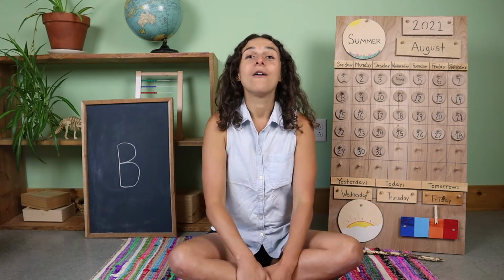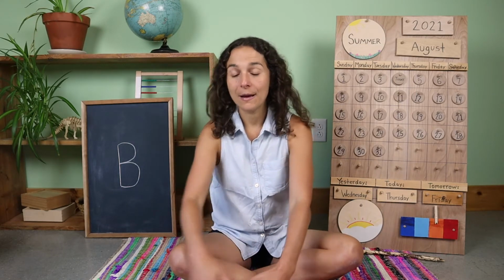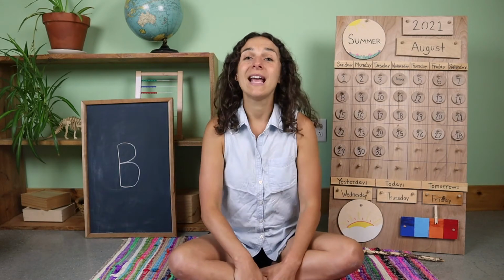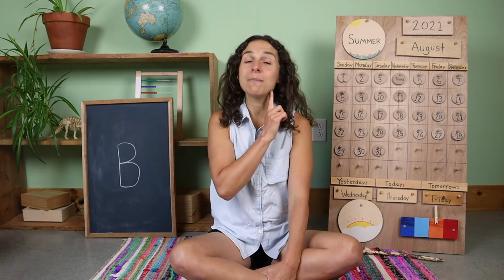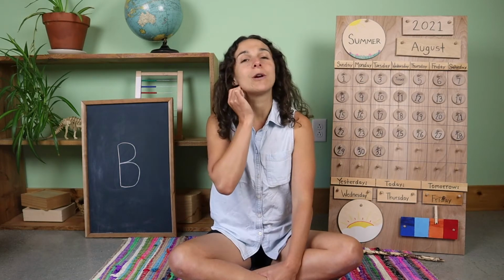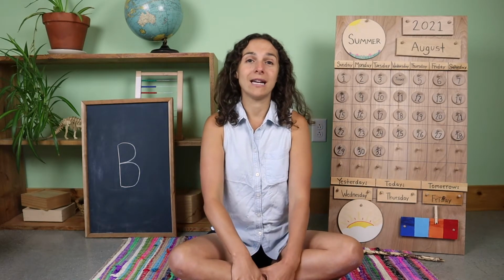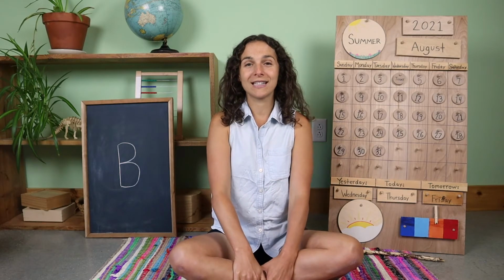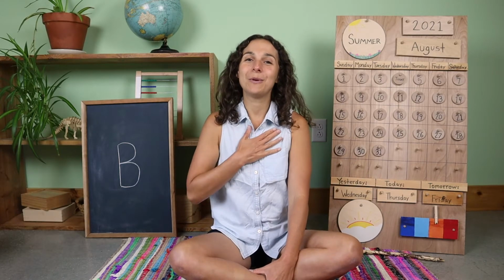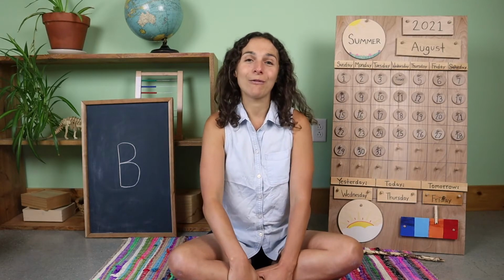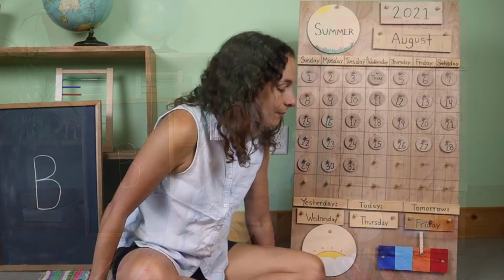Number 2, put on your thinking hats. My thinking hat is over here. I'm going to put it on top of my head. Today my thinking hat has a zipper underneath my chin, so I'm going to zip it up. And the 3rd and final thing that we need to do is warm up our hearts, like this. Boom, boom, boom, boom, boom, boom. And now we're ready for circle time.